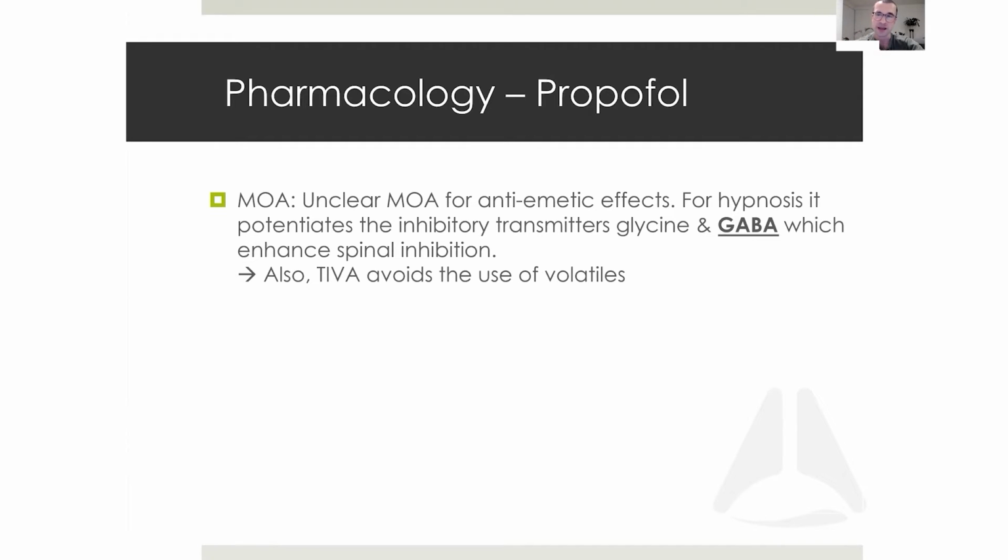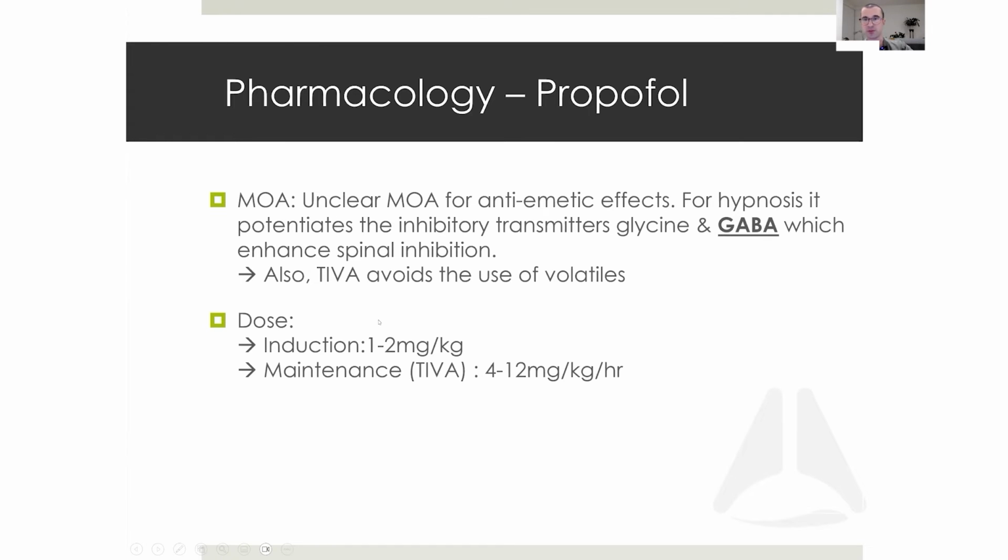So if you've got a high-risk patient with 3 or 4 risk factors, you might opt to give them TIVA as a result. You'd opt to give them TIVA instead of giving them a volatile anesthetic, like sevoflurane, for instance. And that'll help mitigate the risk.